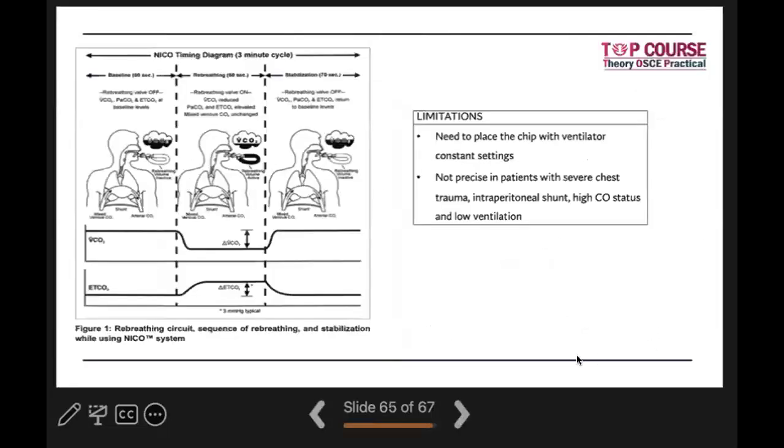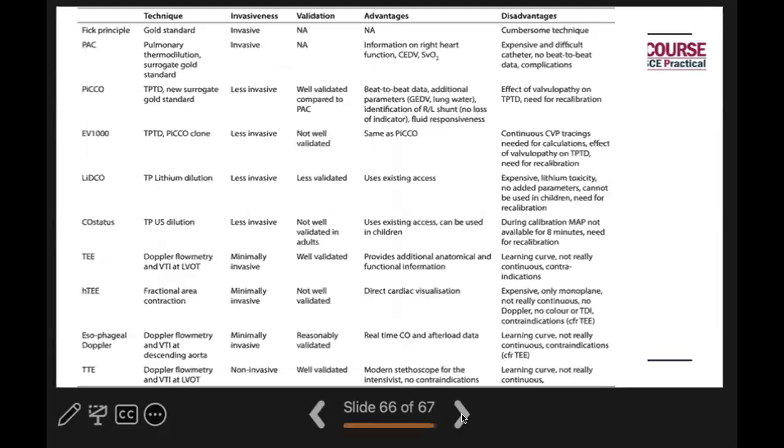But the limitations are the need to keep the ventilator at constant settings, because not all patients can be allowed to rebreathe, which may be life threatening. And it may not be reliable in patients with severe chest trauma or intrapulmonary shunts or high cardiac output states or low ventilation. Okay. So this is the overall gist of cardiac output monitoring.